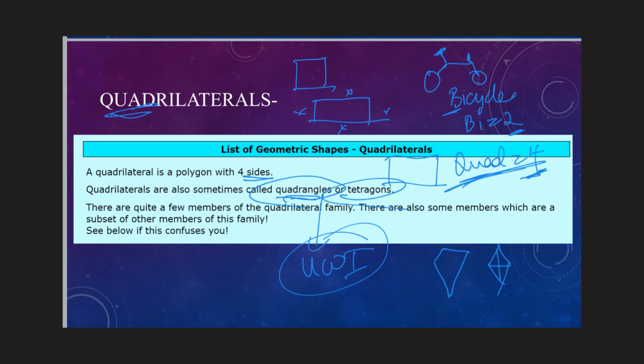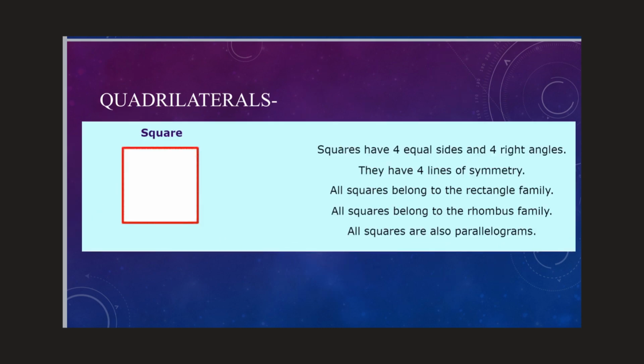There are a few members of the quadrilateral family. There are some members which are subsets of members. Alright, don't worry about that. We're going through each one. Oh, guys, come on. This is easy. You guys know the answers to all this already. I don't even need to tell you guys this. But let's just go through it.